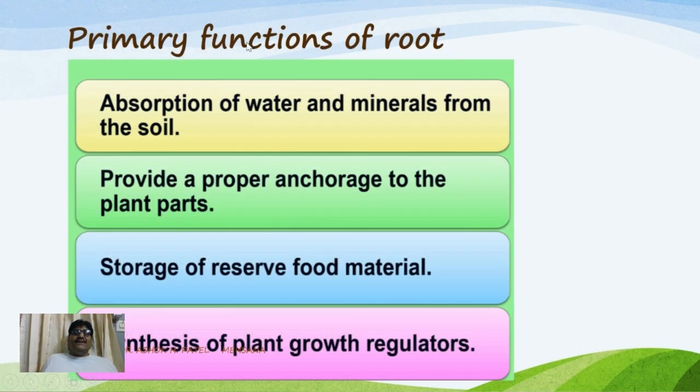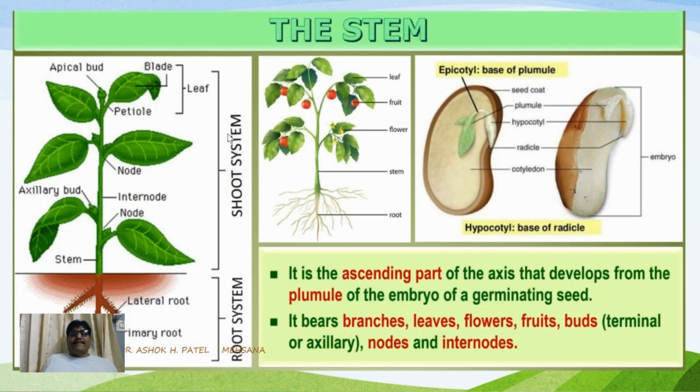The primary functions of the root: number one, absorption of water and minerals from the soil. Number two, providing proper anchorage to the plant parts. Third, storage of reserve food materials. And fourth, the synthesis of plant growth regulators.